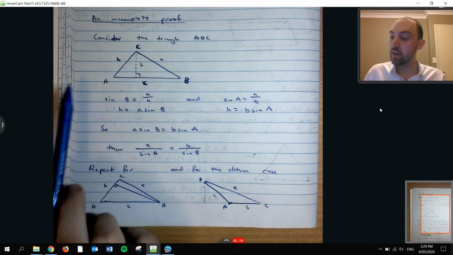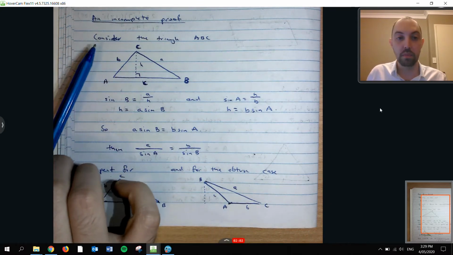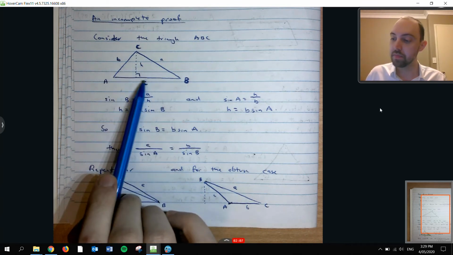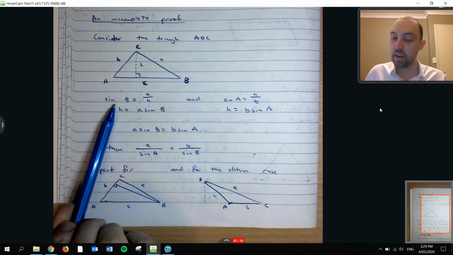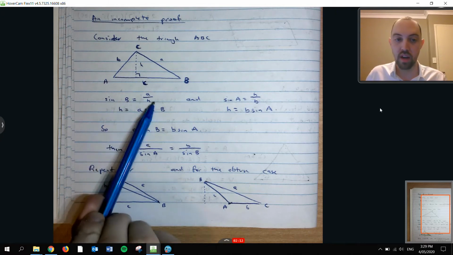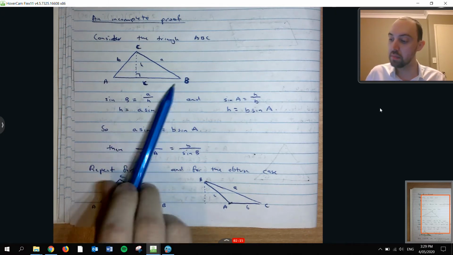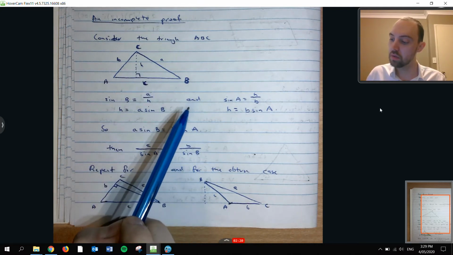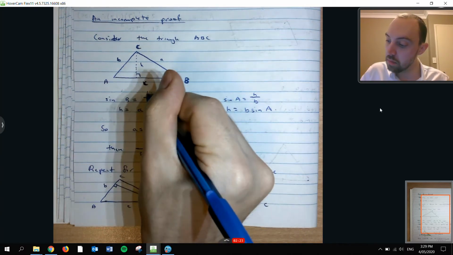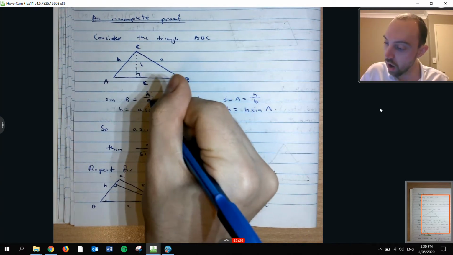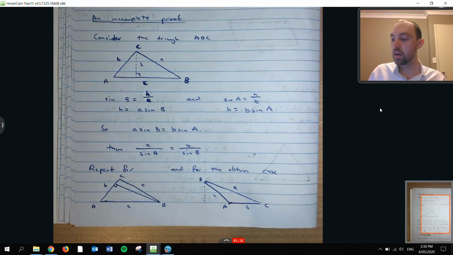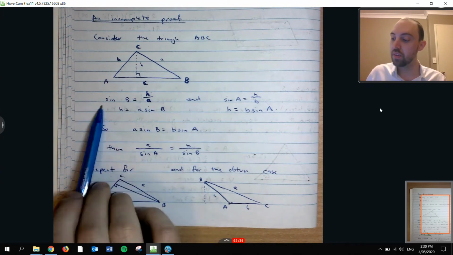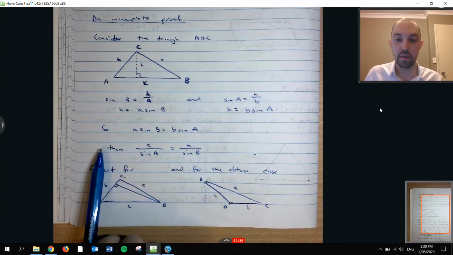So, real quickly, for an incomplete proof, we've got the triangle that we've been using, A, B, and C, okay? And we are going to express the height in two different ways. Sine B is equal to opposite over hypotenuse, h on a. We multiply both sides by a. We get the height is equal to a sine B.